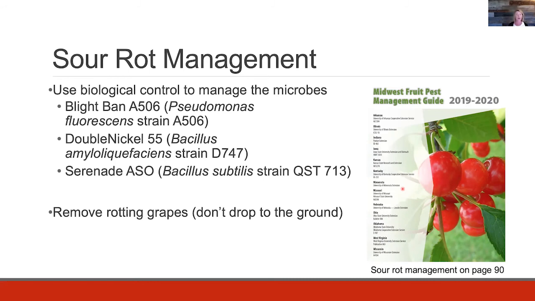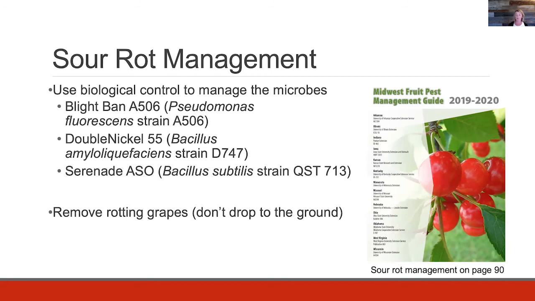A lot of people ask, should I remove the grapes? And yes, you should remove them, especially if there's just a few, because those rotting grapes, those sour grapes, are going to just attract more and more fruit flies and insects, which will just perpetuate the problem. However, do not drop them to the ground. This is where you need to put them in a bucket or a wagon and take them out, because even on the ground, they'll still attract the insects.